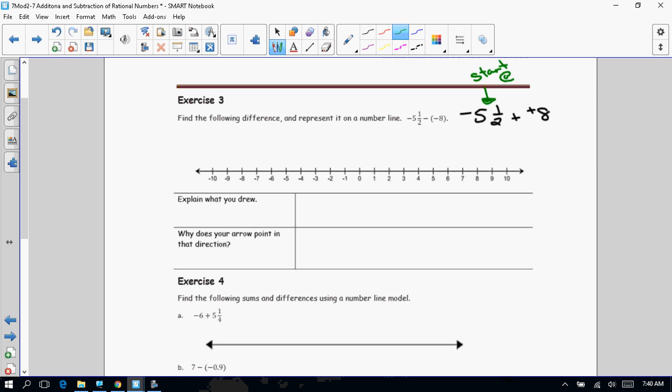Start at 5 1/2. So -5 1/2. So I go to 0, count back 5 1/2. It's going to put me right there, right? That's -5 1/2 because it's halfway between -5 and -6.